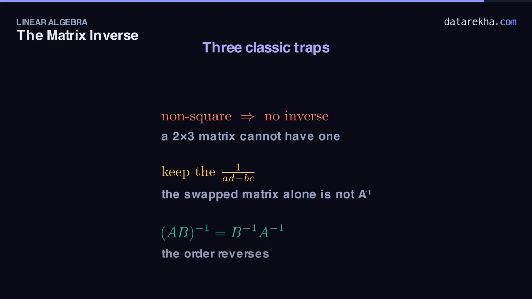Trap 3. The inverse of a product. To undo A then B, you must undo B first, then A. So the inverse of AB is B inverse times A inverse, with the order flipped. Reversing it is not optional. The matrices generally don't commute.